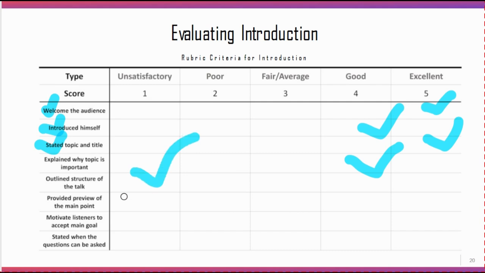So number 1, provide preview of the main points. Oh, okay, it was a little bit weak. Next one, motivate listeners to accept the main points. Yeah, I think it was okay. State when the question can be asked. Yeah, I did, but it was not very clear. So I will say number 2, poor. So you can actually self-evaluate it based on this rubric.